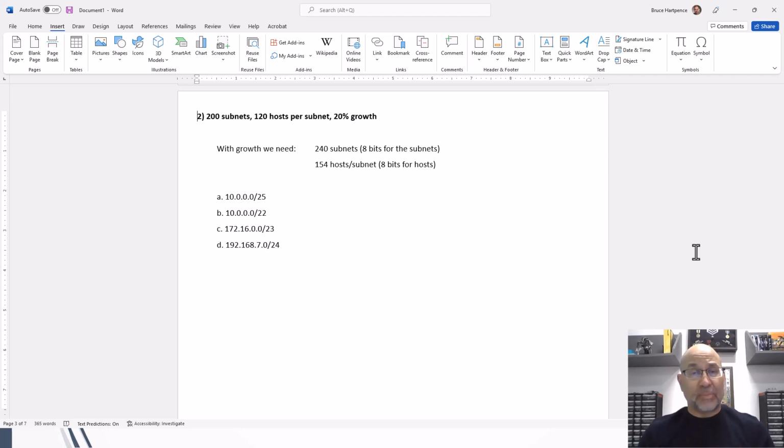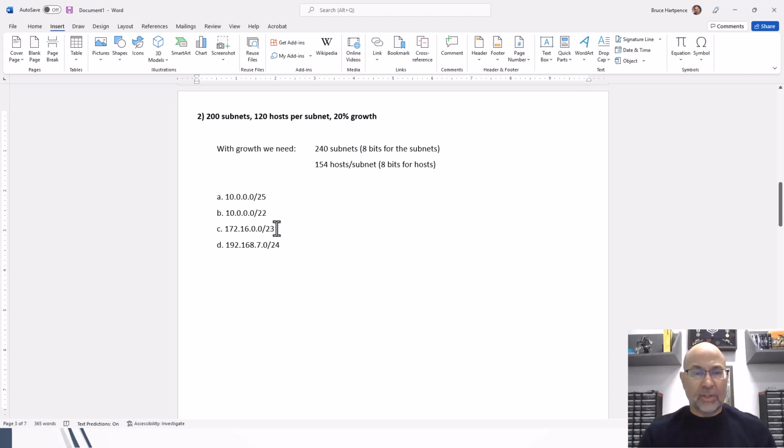So we need 8 bits so that we can create all of our subnets. Now for 154 hosts, well, let's see. If we started off with 120 and did 7 bits, that would be fine. But of course, our growth gives us 8 bits for hosts. And so if we take a look at all of these answers, this slash 25, that's actually only 7 bits for hosts, so that's not going to work.